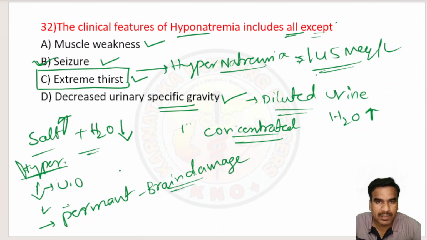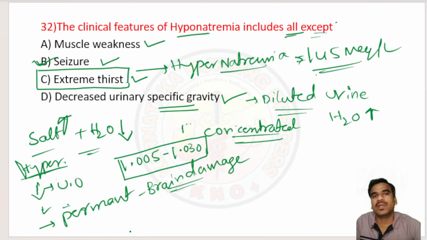What is the normal specific gravity? It is 1.005 to 1.030 for urine. Don't forget, this is a basic question; they may ask you in the upcoming exams. So the normal specific gravity is 1.005 to 1.030. Decreased urine specific gravity means more water will be there. Increased specific gravity means more salts are added, and decreased means more water is added. So diluted and concentrated. Hope you understood.